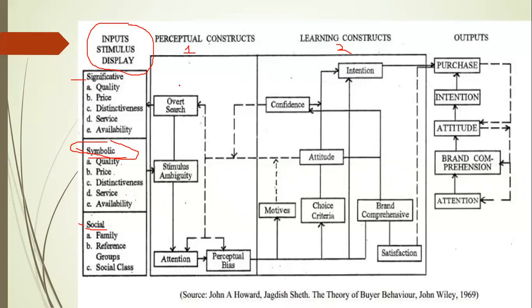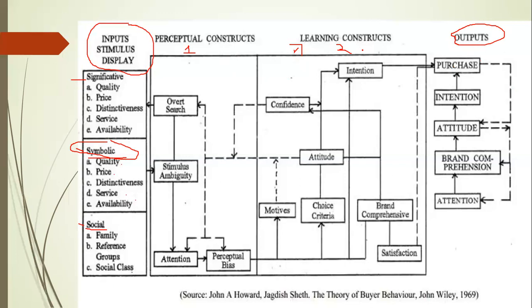Now moving to the learning construct. The learning construct category includes consumer goals, information about the brands, criteria for evaluating alternatives, preferences, and buying intentions. The proposed interaction between the different variables in the perceptual and learning constructs and other sets gives the model its distinctive advantage. So in between input and output, the customer goes through a perceptual construct and a learning construct.